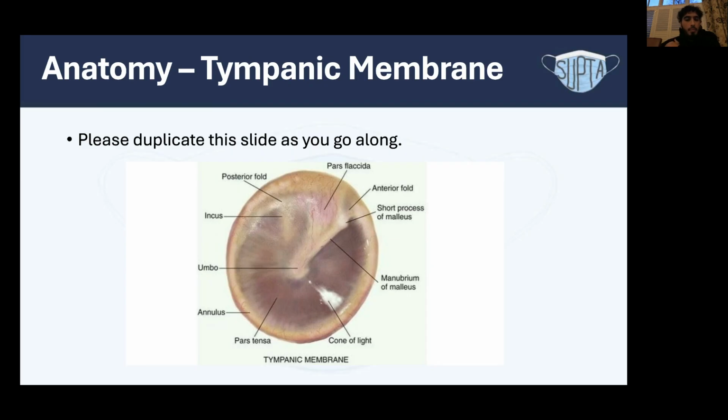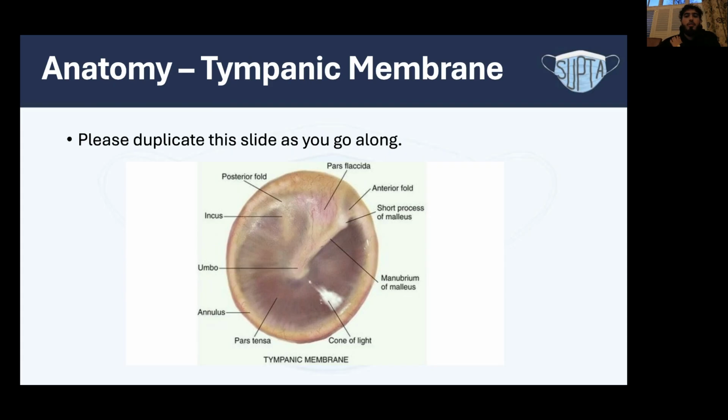Brilliant. And then there are two surfaces. We've got the lateral and medial surface. The lateral surface is concave towards the external auditory meatus, and the medial surface is convex towards the tympanic cavity. In between, directly in the middle, is the umbo, which is where the malleus actually attaches.